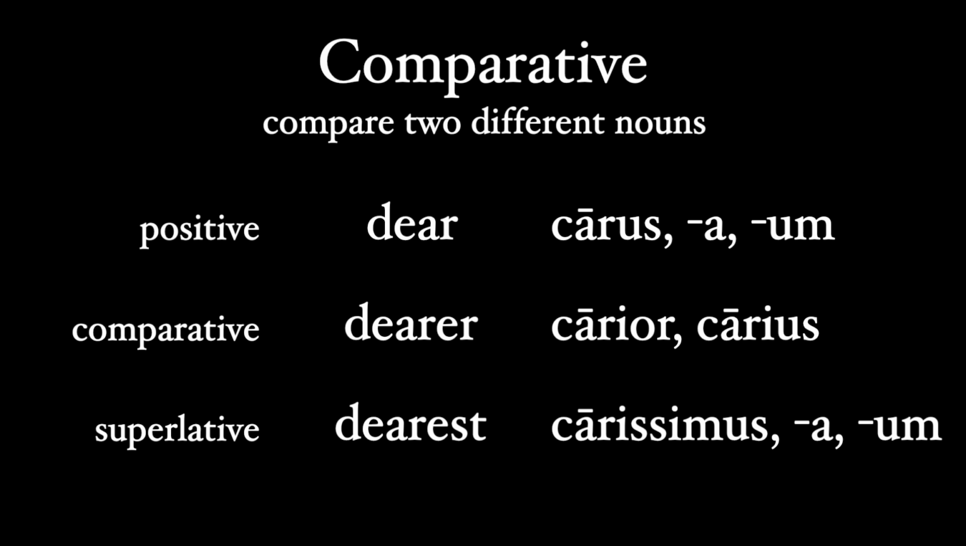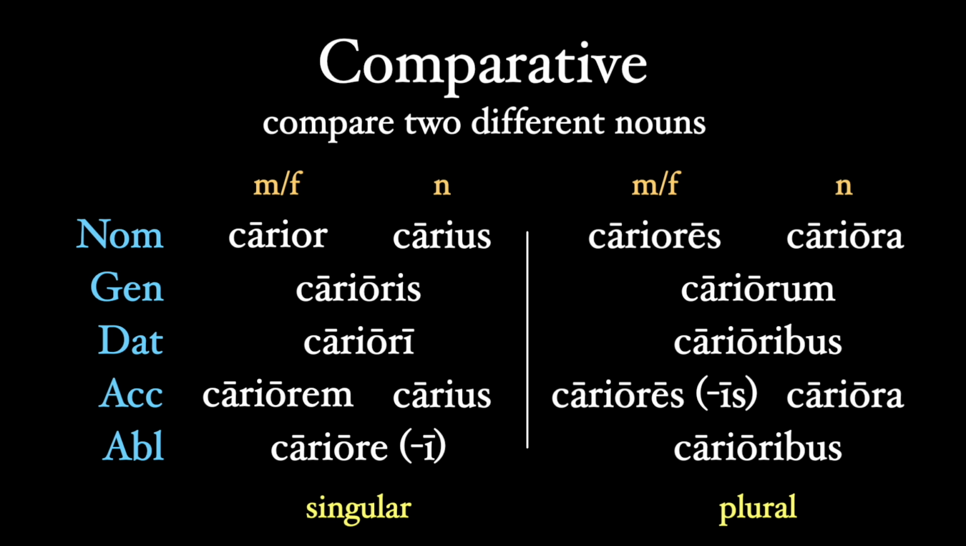I've already discussed the superlative degree in another video, and right now we're going to focus on this comparative form, carior. For the sake of brevity, I'll deal with only the masculine-feminine form ending in ior. But it is important to know that comparatives take third declension endings. So here's the full declension of carior, carius, and notice how the neuter gender only differs from the masculine and feminine in the nominative and accusative cases.